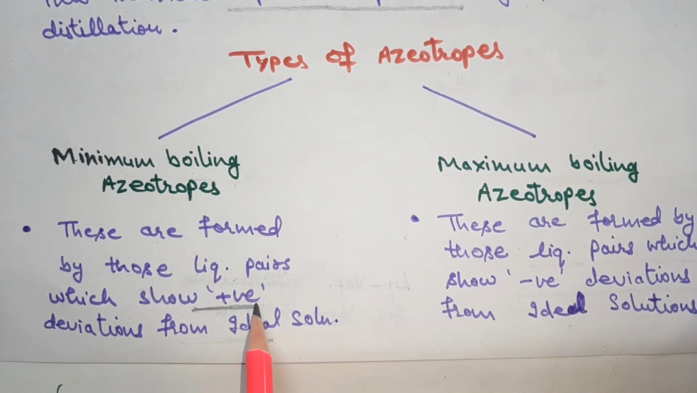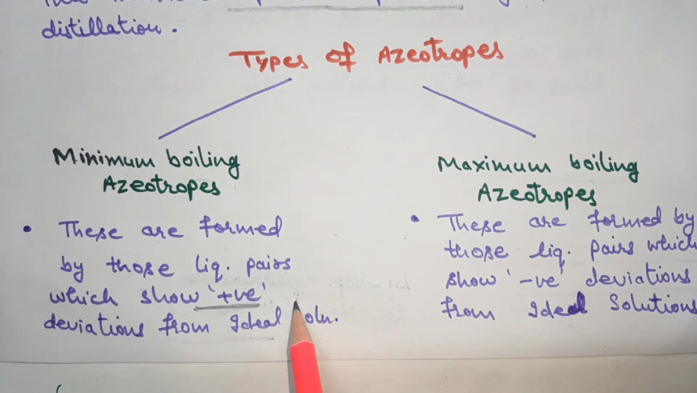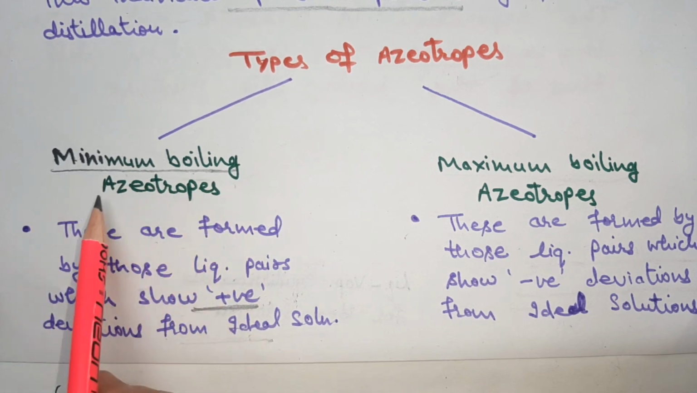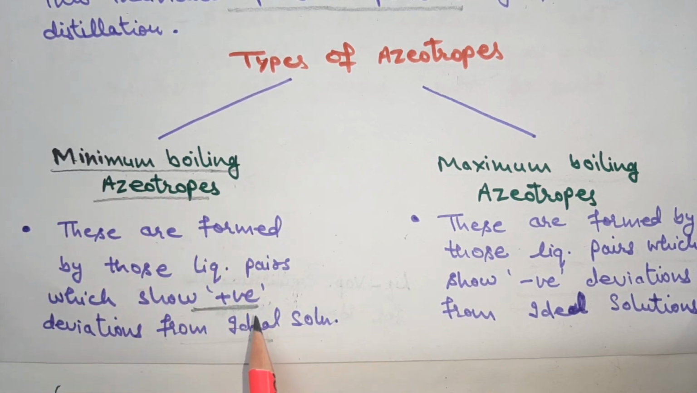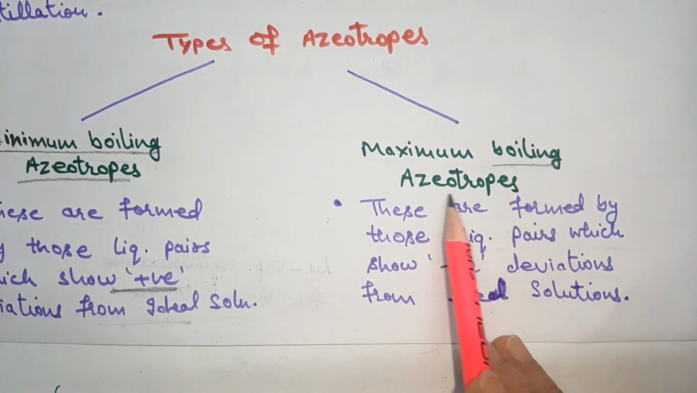The solutions which show positive deviations from ideal solution means they have more vapor pressure. So if they are having more vapor pressure, less temperature is required to boil them. So at lower temperature they attain their boiling points. That's why they are named as minimum boiling azeotropes, means they boil at lower temperatures than the boiling point of both the components. Same way we are having maximum boiling azeotropes.